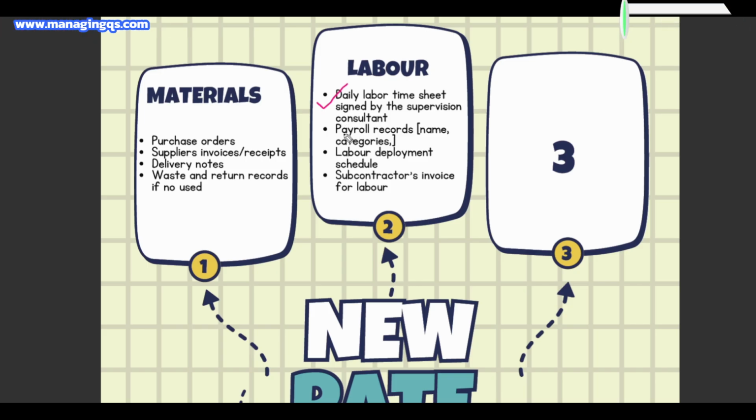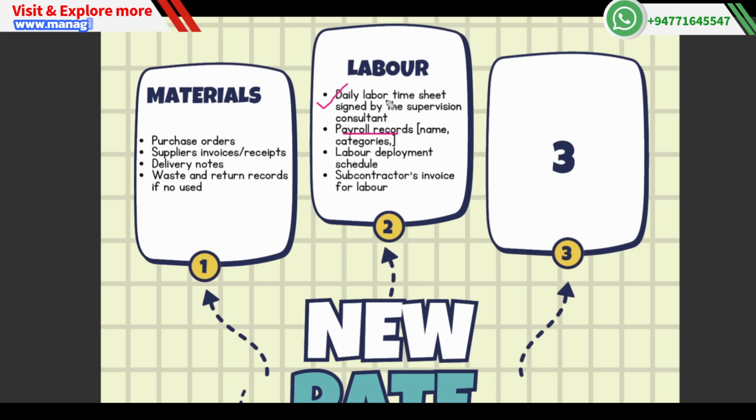The second one is the payroll record. The contractor must pay these laborers for the payment. So that's the case, we have to ensure the payroll records by names and categories.